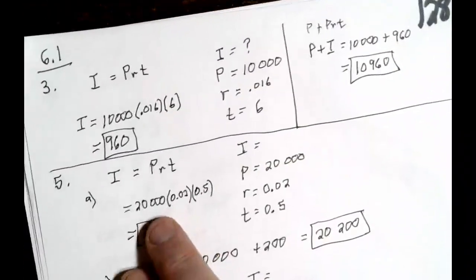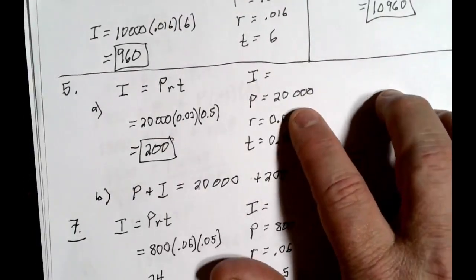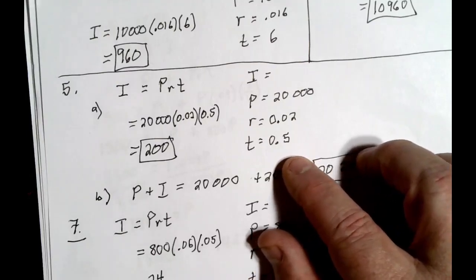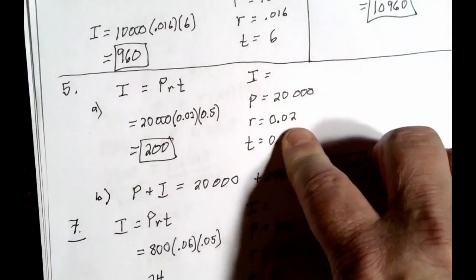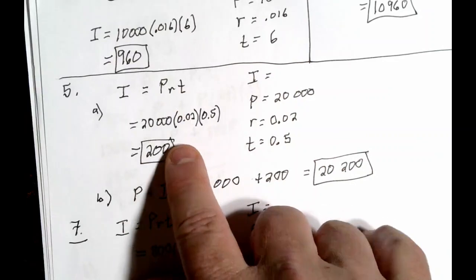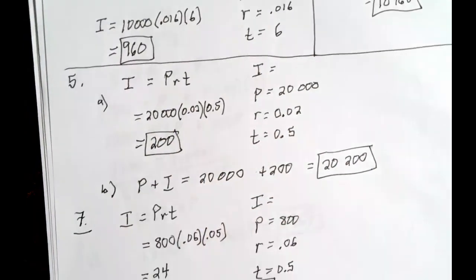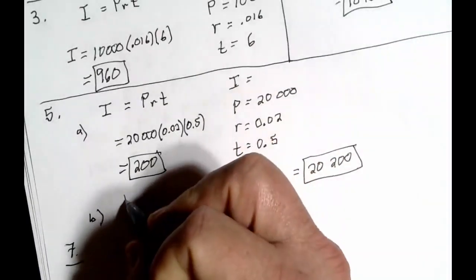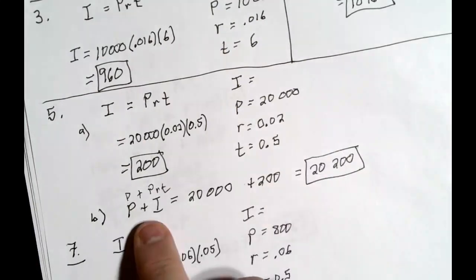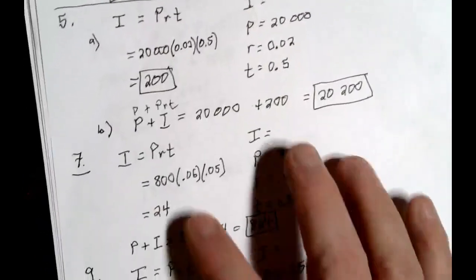Okay, same thing. Number 5, they give you $20,000 invested for 6 months, and notice I said 6 over 12, or 0.5, at a simple interest rate of 2%, 0.02. They want to know what I is. So I equals PRT, interest. Again, PRT, 200 bucks. So P plus PRT equals P plus I. Well, you know it's 20,000 plus 200, so 20,200.